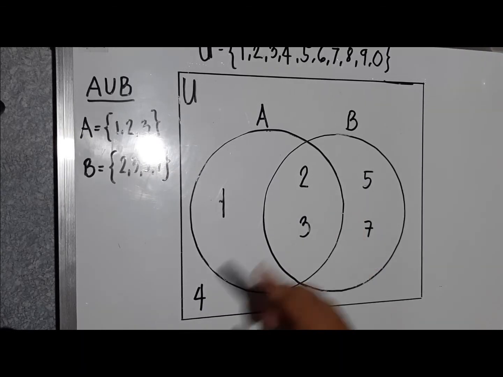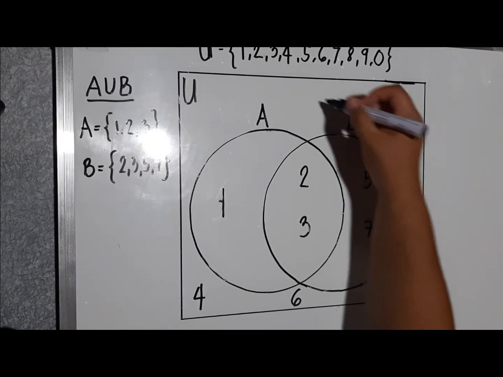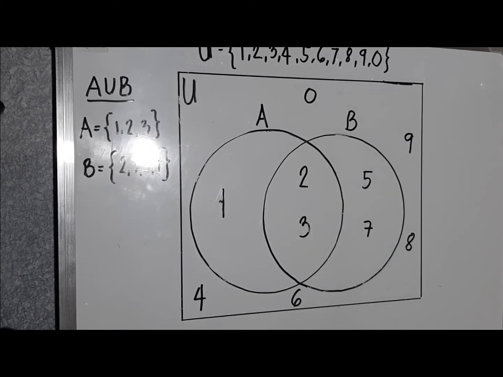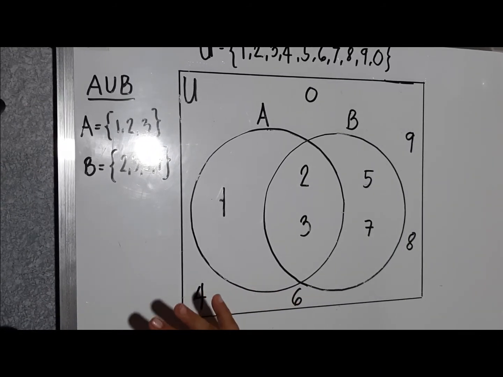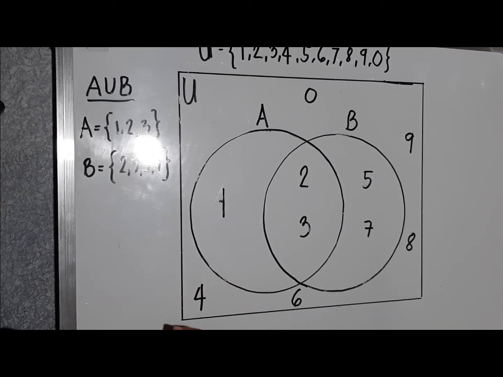And then we have 5. We don't have 6 yet, so 6. 7, then 8, we don't have 8 yet. We have 9. We have 0. So now our universal set is complete and we have written all the elements. What we are going to do last is shade the answer.